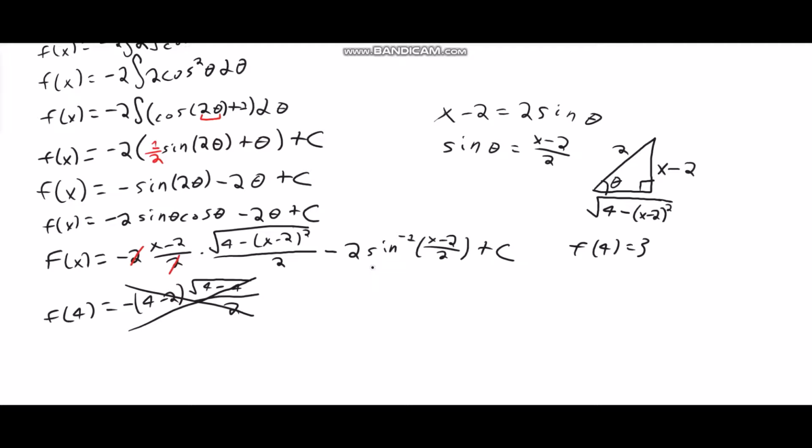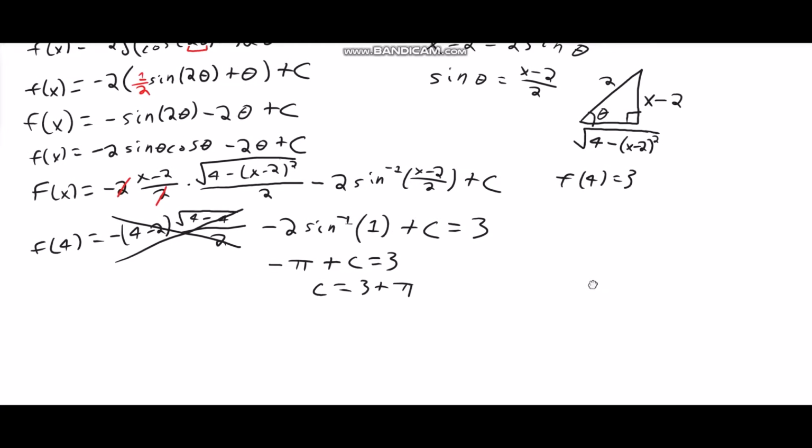All right, and then we still have to put 4 in here, so we have minus 2 inverse sine. All right, 4 minus 2 is 2, over 2 is 1, then plus c. All right, and we know that by our initial condition, this has to equal 3. So we have f of 4 equals 3. All right, the inverse sine of 1 is pi over 2. Multiply it with this 2, you'll get pi, but it's negative. So we have negative pi plus c equals 3. Add pi on both sides, we get c equals 3 plus pi.